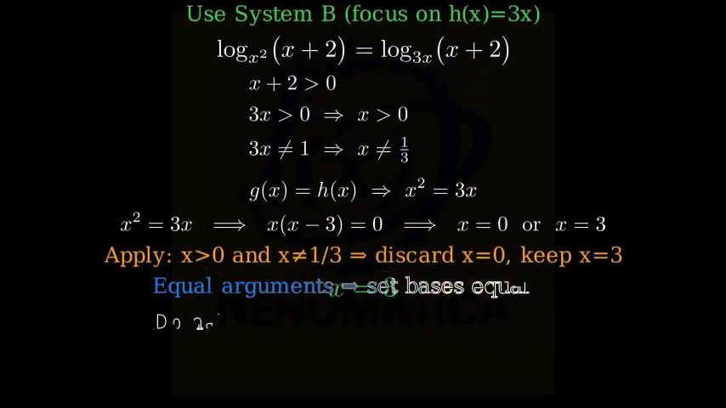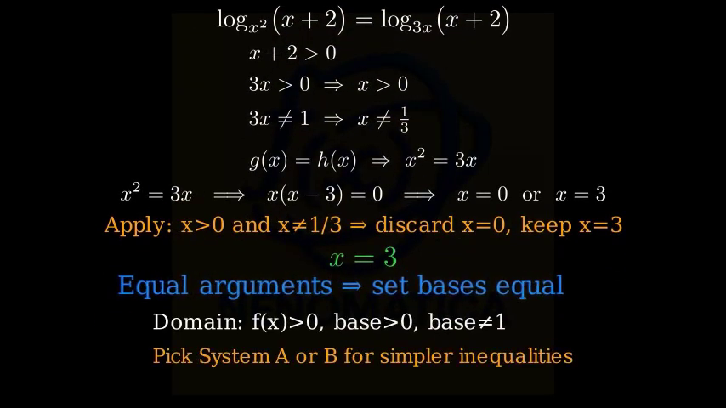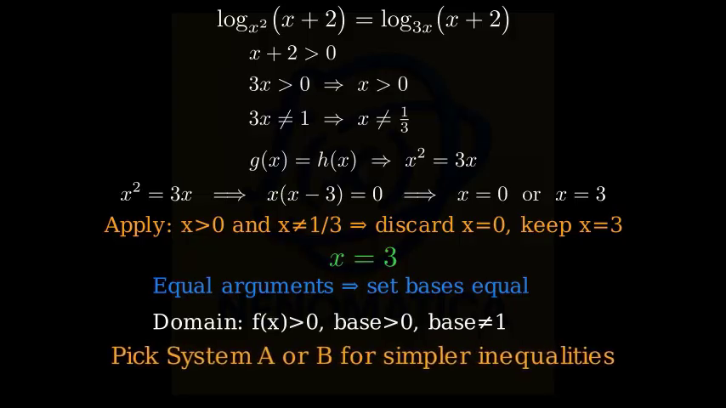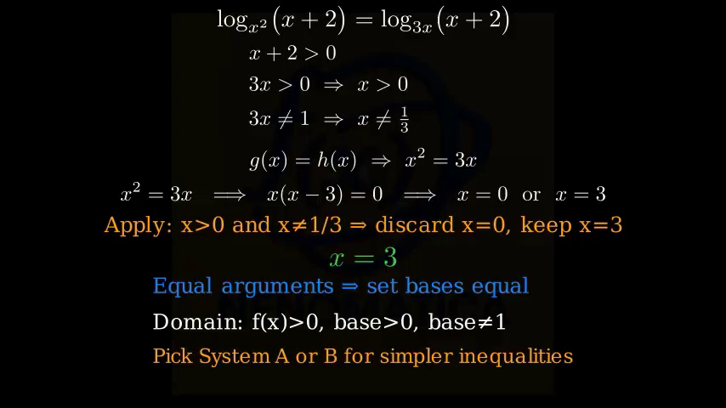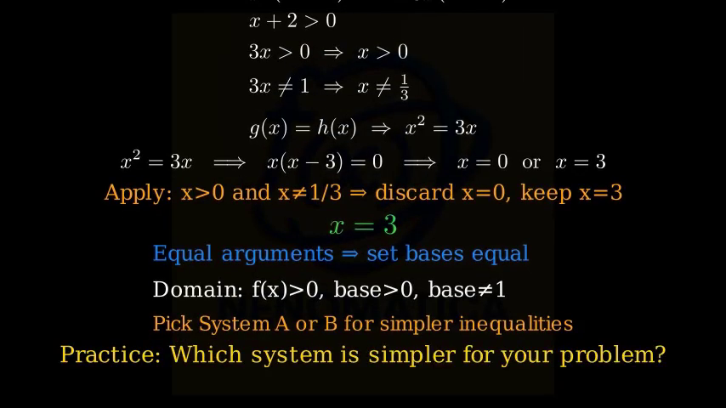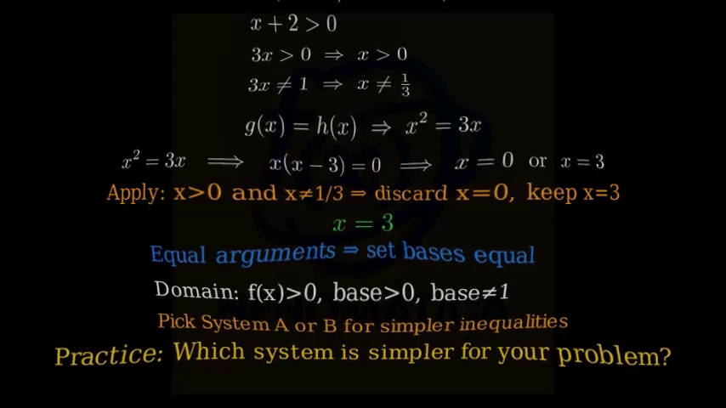Recap. Equal arguments lead us to equal bases. Always enforce the domain: argument positive, base not equal to 1. Choose the system that makes those inequalities simpler. Here, the answer was x equals 3. Great work! Try crafting your own examples and decide which system makes the domain easiest to handle.